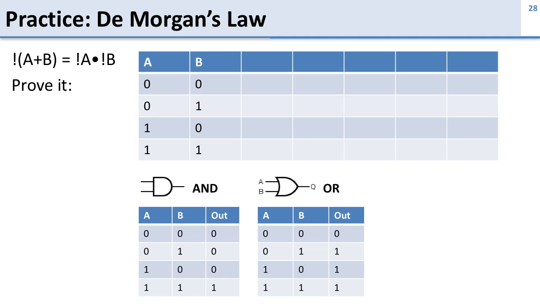All right, so let's practice De Morgan's law. De Morgan's law says that not (A or B) is the same thing as not A and not B. So go ahead and prove it by working out the various parts of this and showing they're all the same.